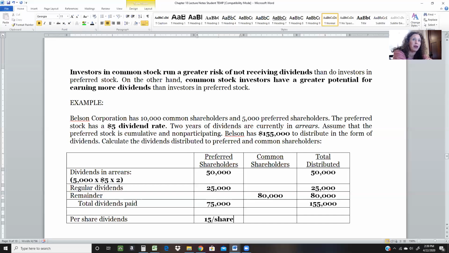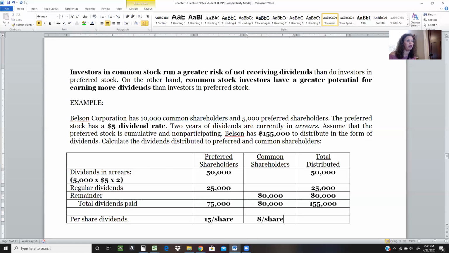Now this makes sense because we owed them 2 years in arrears at $5 a year, $10, plus the current year, 5 more. And so then the common stockholders, they get a total of 80,000, but there's 10,000 of them. So 10,000 common shareholders are going to get 80,000 in total. So 80,000 divided by 10 is $8 per share.